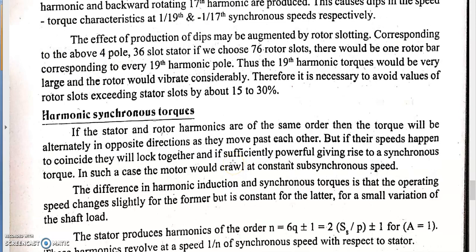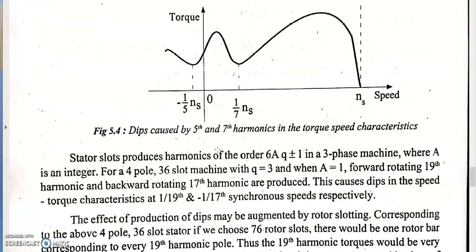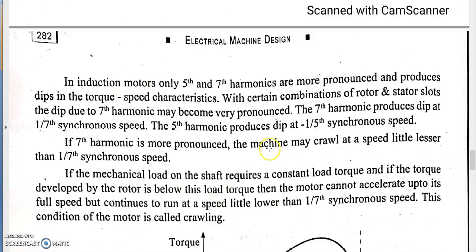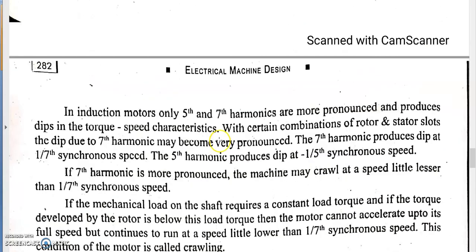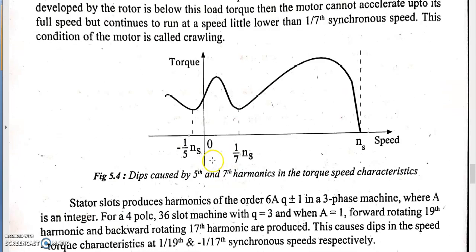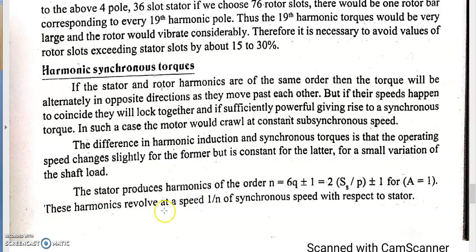Next is the harmonic synchronous torque. Harmonic synchronous torque occurs if the stator and rotor harmonics are of the same order. We have discussed the stator harmonics and rotor harmonics: the rotor harmonic order is n equal to 6 plus or minus 1, and the stator harmonic order is 6AQ plus or minus 1. If the stator and rotor harmonics become of the same order, a torque will be produced, represented as harmonic synchronous torque. So that condition is to be avoided.